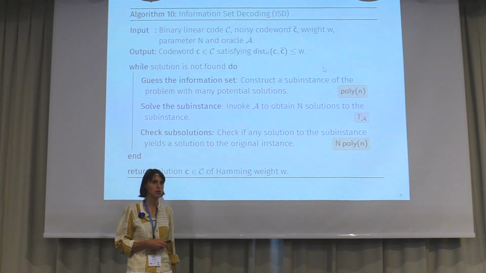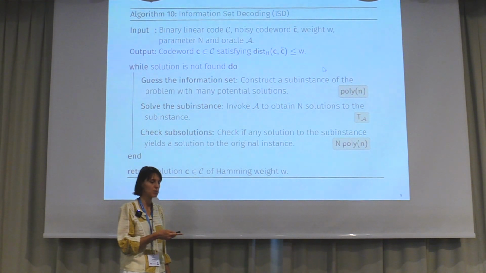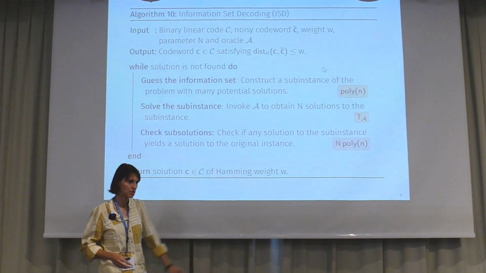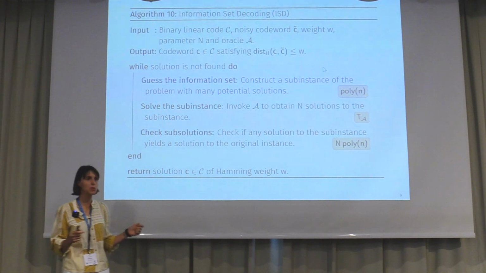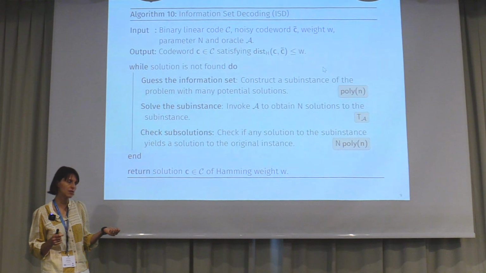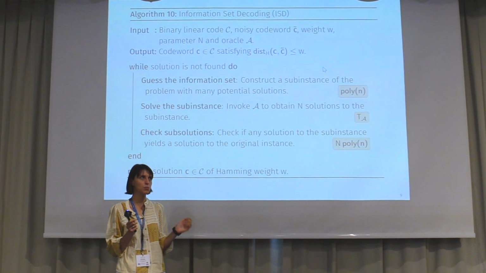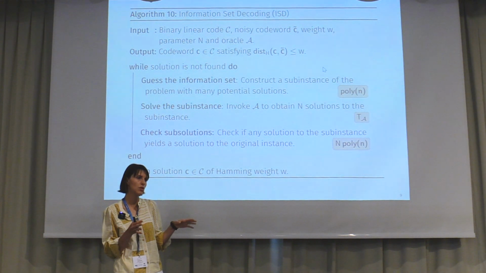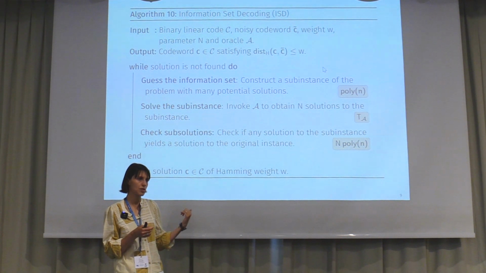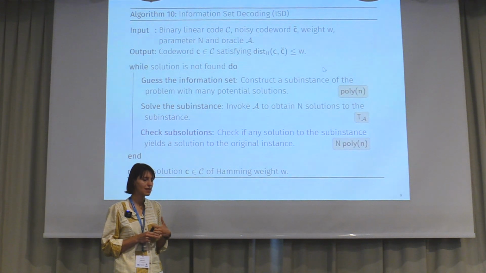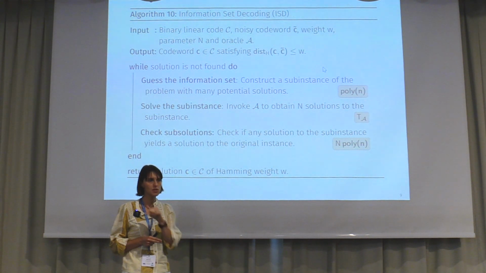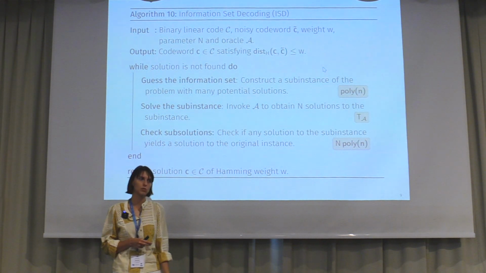high probability. So one thing that I have not mentioned here: guessing the information set is basically guessing k positions in your code word. And that's why it's called the information set. So these k positions should correspond to the positions in your code word that correspond to the original message. And so if you're sampling k positions, then this overlap should not be too high.